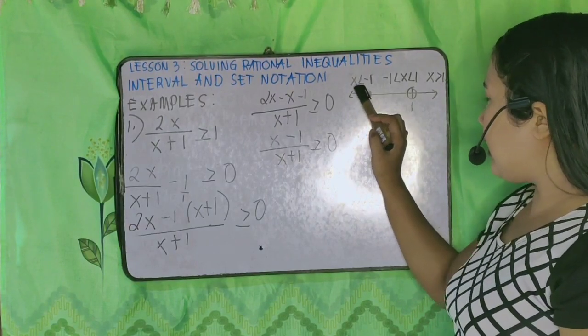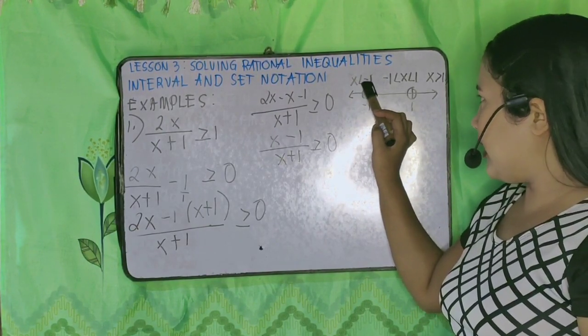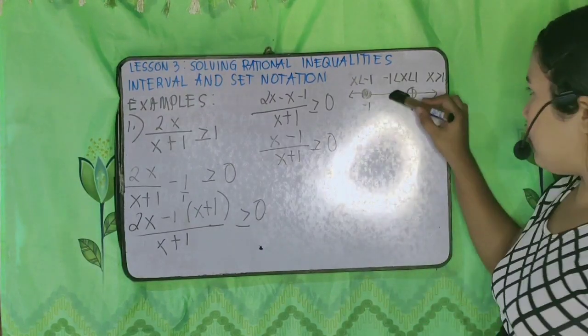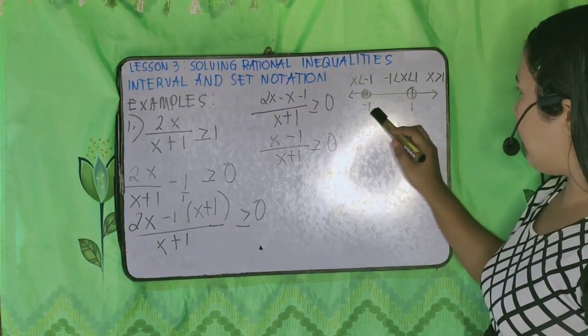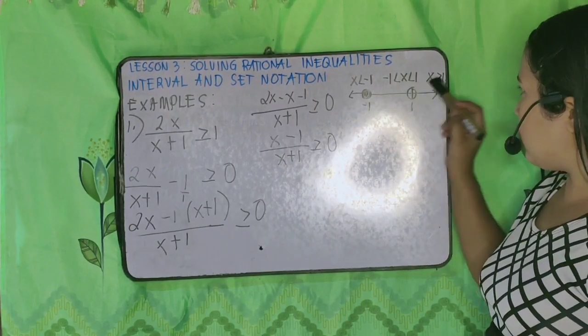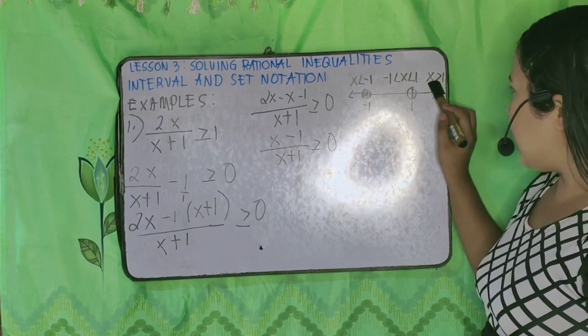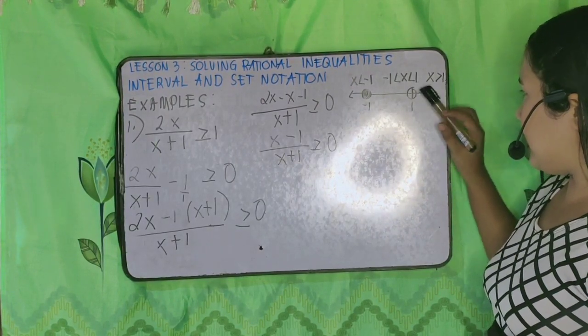Okay, so first interval, we have x is less than negative 1. And then, yung sa gitna po natin, yung sa center, we have negative 1 is less than 2x, less than to 1. Ito po siya. Okay, then yung third interval natin, x is greater than to 1. Bakit po? Kasi sa last na po siya.